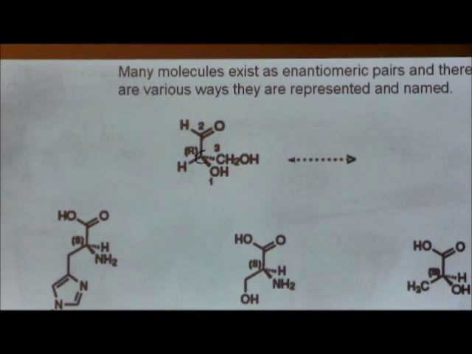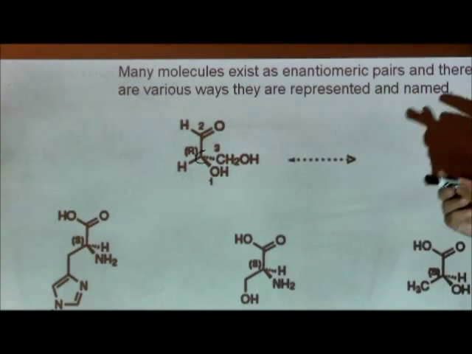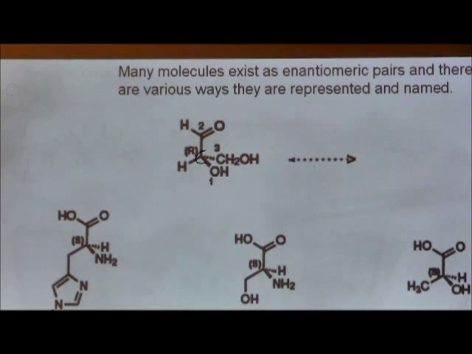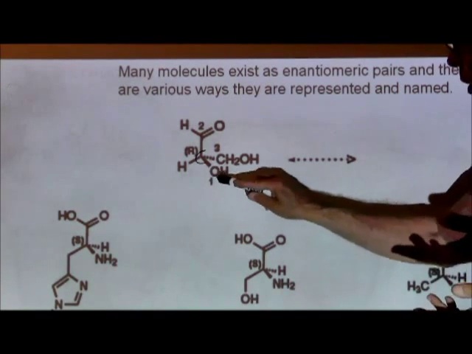Kahn, Ingold, and Prelog pointed out a very interesting way to do this. Let's take the atomic weight of each of the 4 different entities. Which is the highest atomic weight? Well, I would say OH is the highest. That oxygen has the highest atomic weight. Oxygen has a higher atomic weight than carbon, so we give this 1.